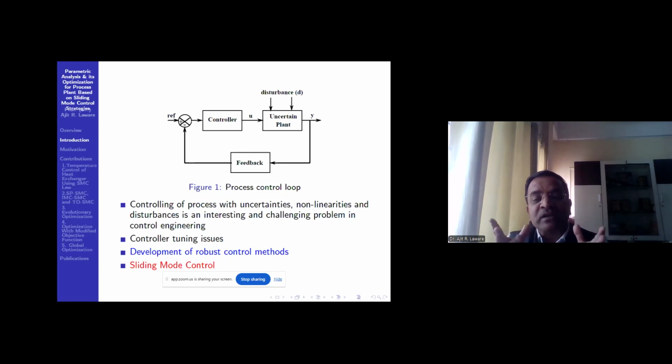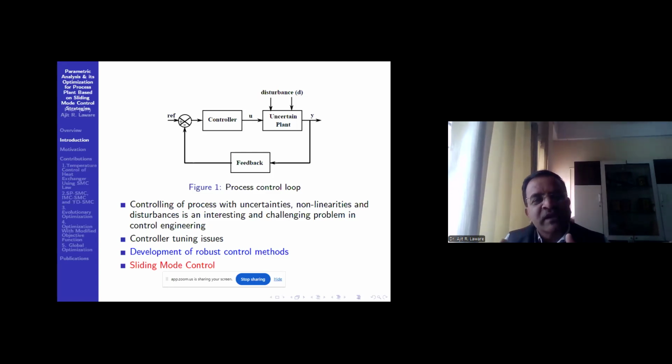So uncertainties, nonlinearities, and disturbances pose challenging problems in the control area. Again, there are some controller tuning issues, and fine tuning of controller parameters is needed. No doubt there is a need for a robust control method, and hence sliding mode control, SMC, is one of the most robust control methods, but its disadvantage is chattering, which we will see in the subsequent slide.